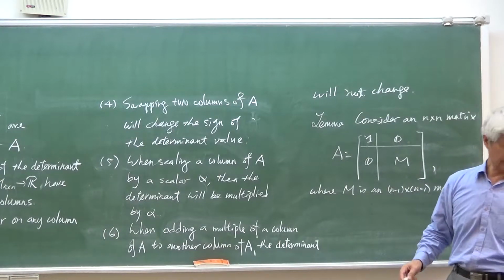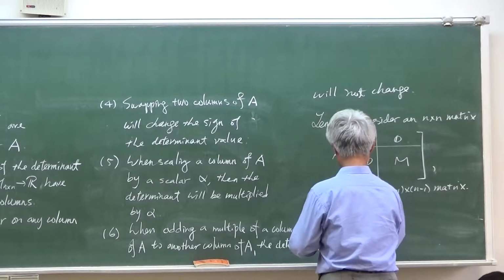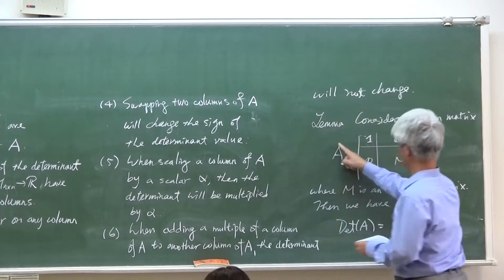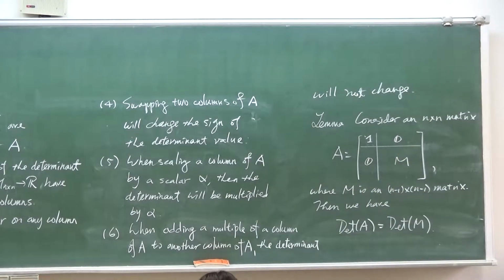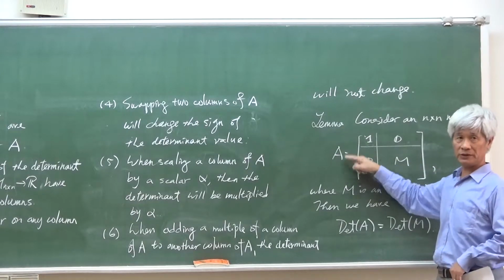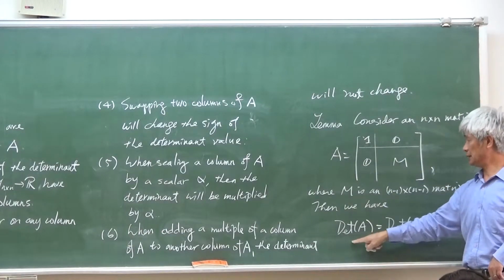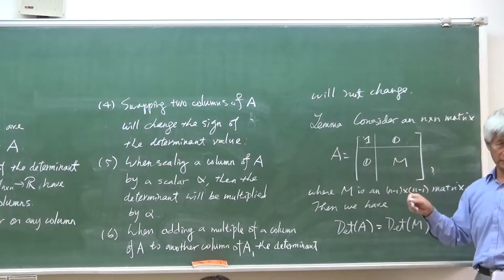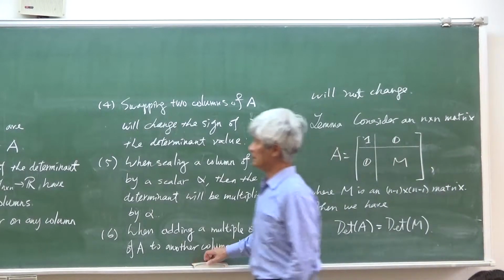Now, with this construction, the determinant of A is equal to the determinant of M. So whenever we encounter such a special kind of n times n matrix, to find the determinant of A is the same as finding the determinant of M, but the size of M is smaller. Okay, so let's see how to prove it.